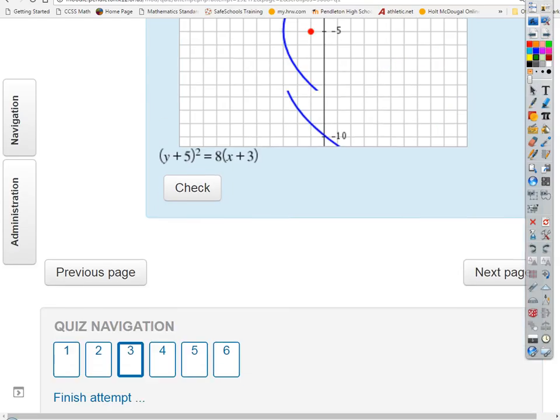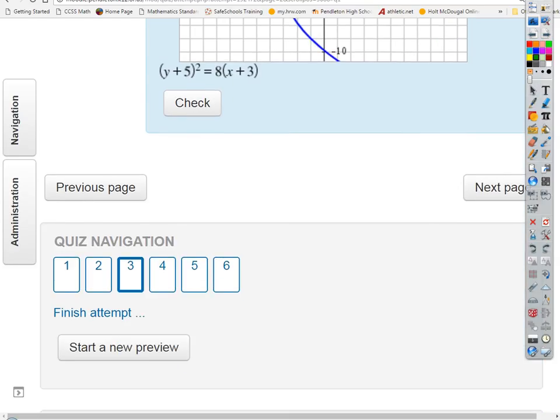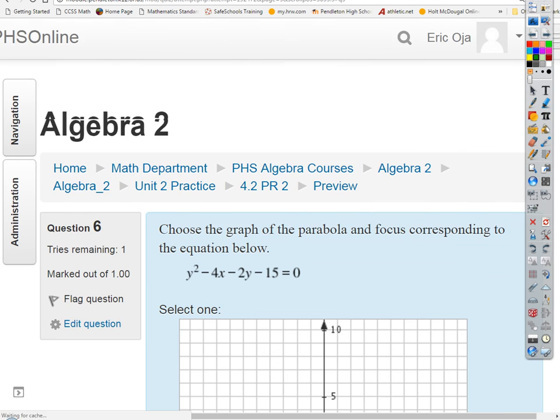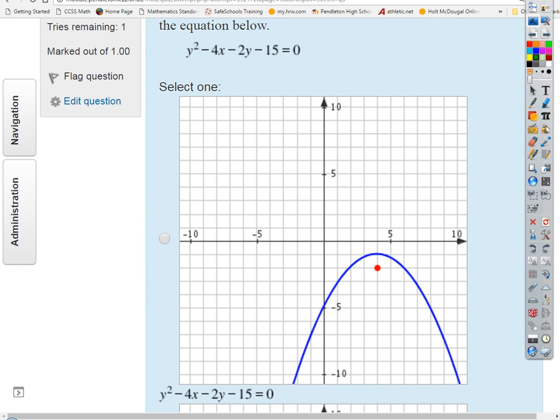Okay, how about one like this? Okay, that's a little tougher, because that's not given to us in a very convenient form, is it? So what are we going to do to get that in a form that's going to allow us to find h, k, and p? Yeah, we got to put this into standard form.